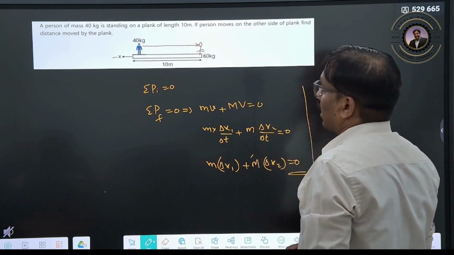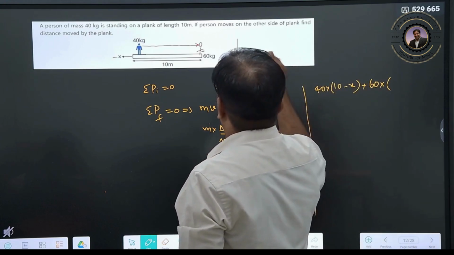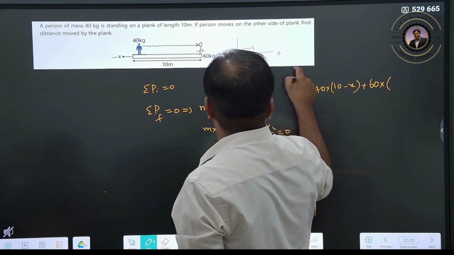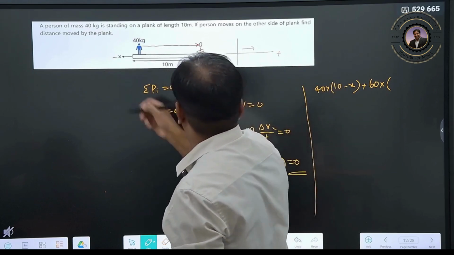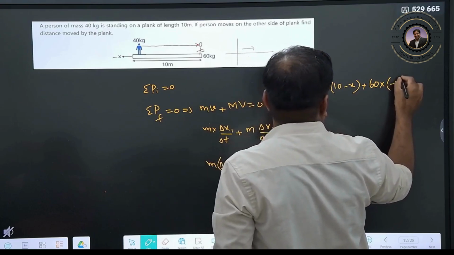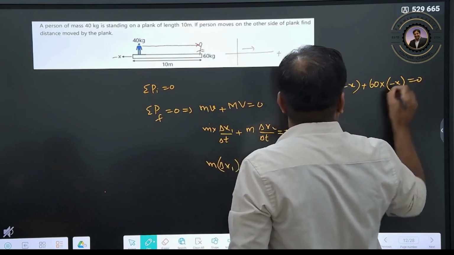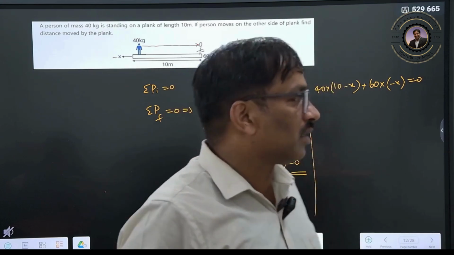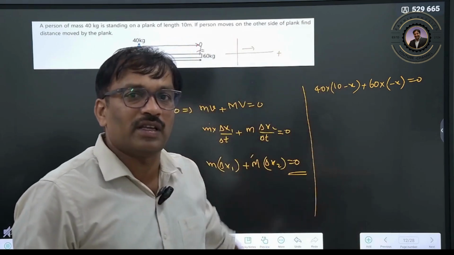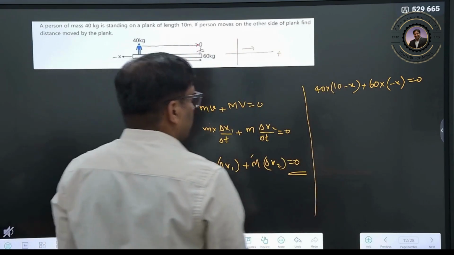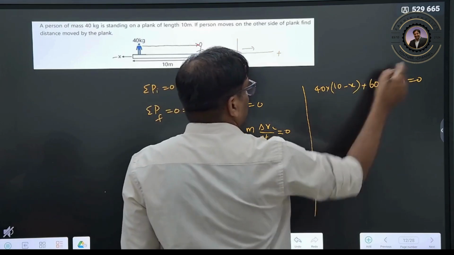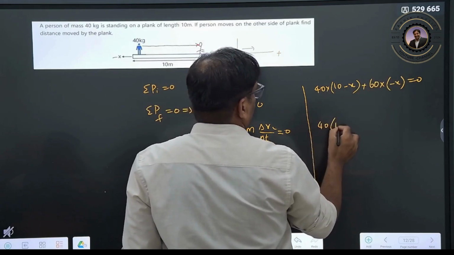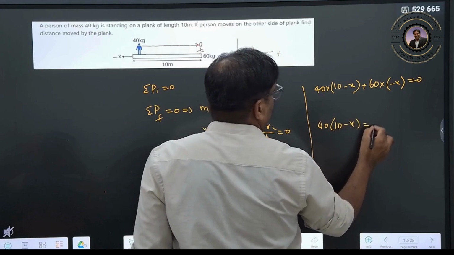How much distance will he travel now? He is going in the positive x axis, that's why the plank is going in the backward direction, therefore it will be minus x. So this equals 0. That's all. If you are able to write this formula like this, then this type of problem is very easy. Clear? Therefore how much will it be now? Taken here, 40 into 10 minus x is equal to 60 into x.